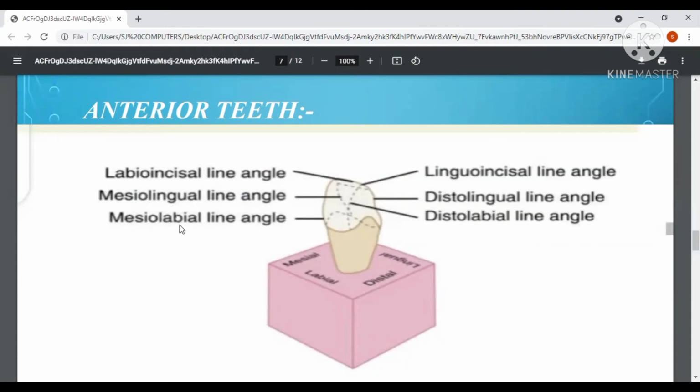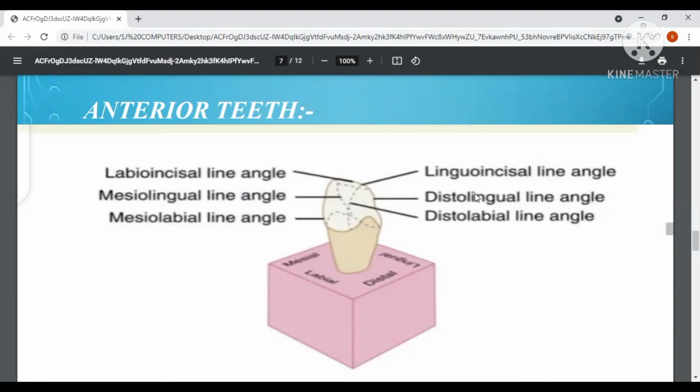The labial surface is that surface which is towards the lips, facing the lips, right? So mesiolabial line angle. Then we have the linguoincisal line angle, that is, linguo means towards the tongue, right? So towards the tongue and towards the incisal surface, it would be called the linguoincisal line angle, right?